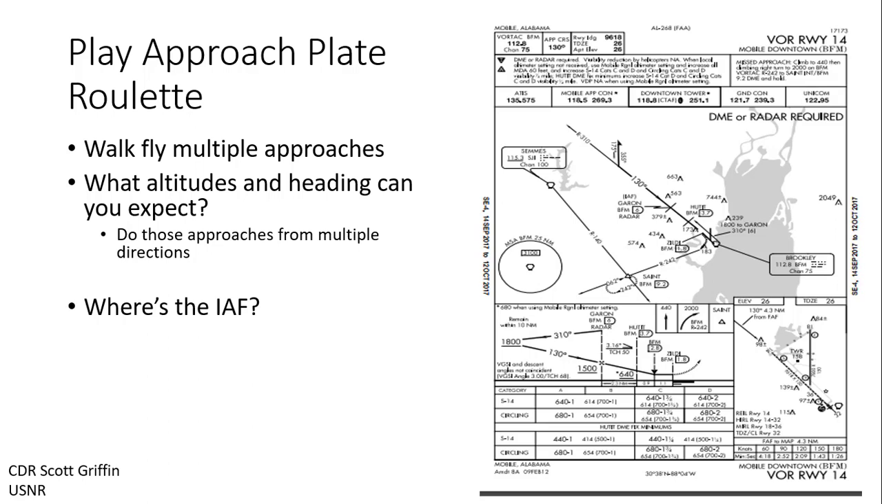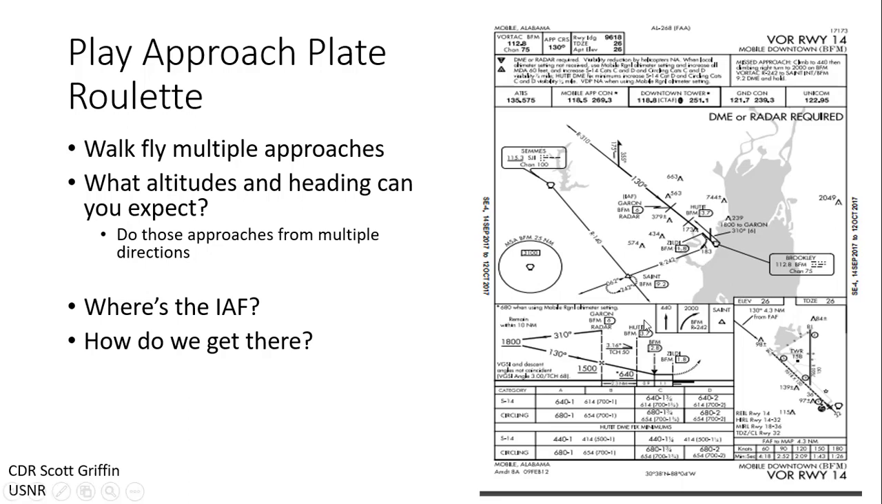Remember on those VORs, the big thing you need to ask yourself, and here's the VOR 14 Mobile Downtown, is where's the initial approach fix? And then, of course, once you know where that approach fix is, how do you get there? Now, I've got to tell you, I've had a lot of students say the initial approach fix is here at Brookley VOR, but it's not. And by the way, this is in Alabama.